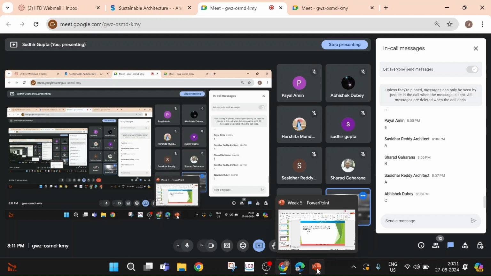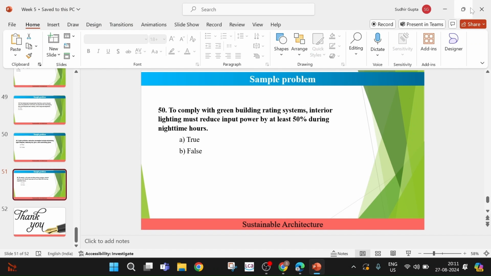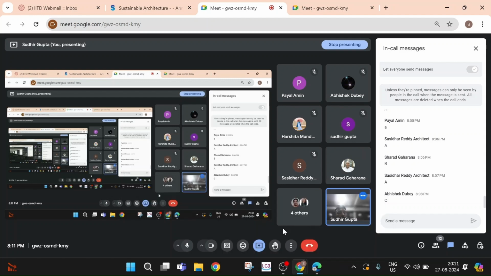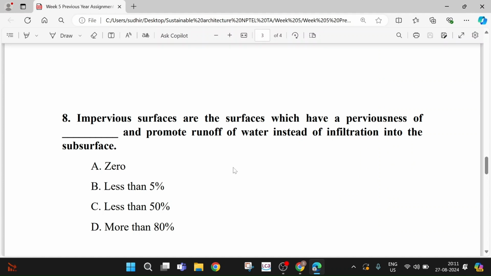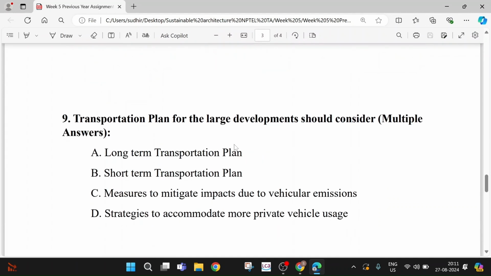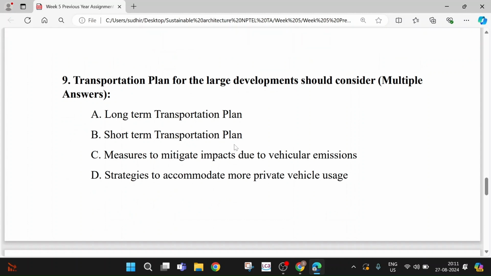Is it clear? Is it clear? Okay, then let's move to question 9. Here is question number 9. Transportation plan for large development should consider, and for this you can choose multiple answers.